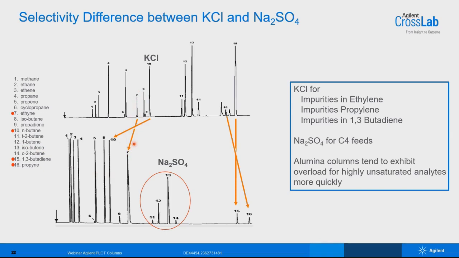What are the implications? Now, potassium chloride is an excellent choice for the analysis of impurities in ethylene, propylene, and also in 1,3-butadiene. The sodium sulfate version is the better choice in case of the analysis of C4 butylene feeds. Something to bear in mind is that for unsaturated compounds, the alumina columns tend to show overload more quickly. You can see that at closer inspection of the chromatograms. It may have an impact on the separation of close eluting components.